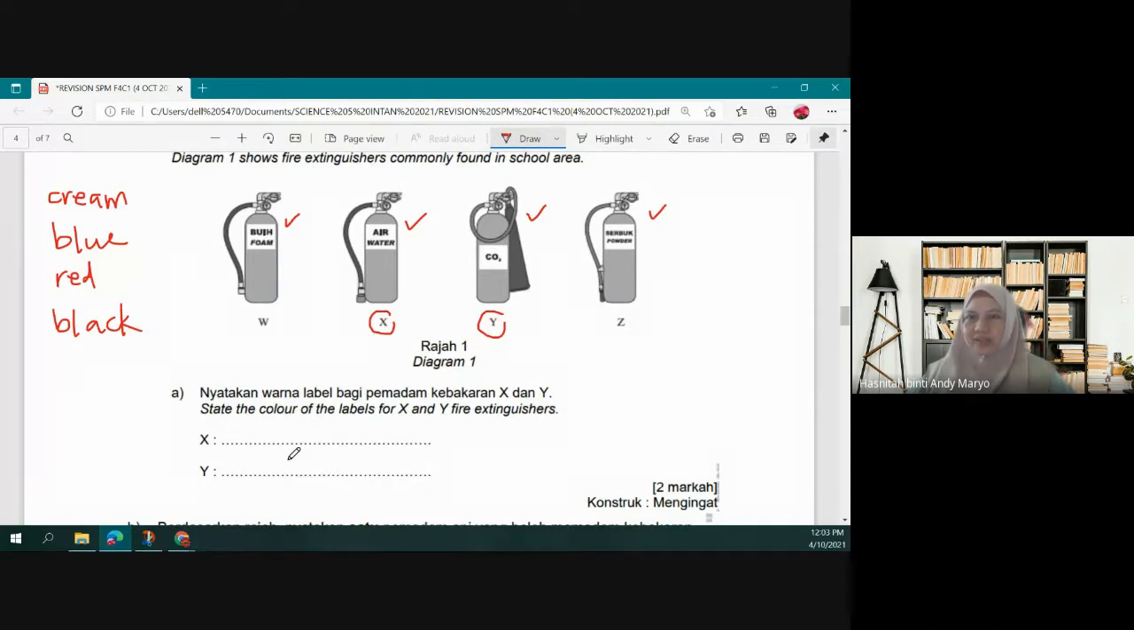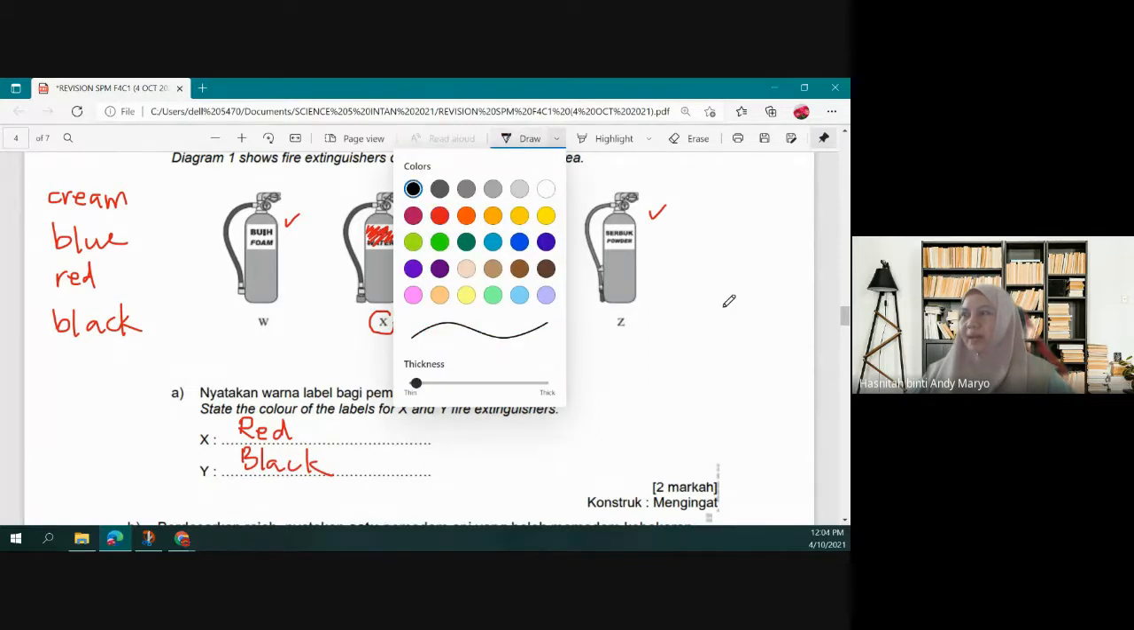X red, Junjie say X red, water red. How about the carbon dioxide, which is Y? Okay, very good. This is red. Okay, water, the label is red. Okay, black, yes, very good. So for carbon dioxide, the label is black. Okay, very good. The label is black. So here for carbon dioxide, the label is black.